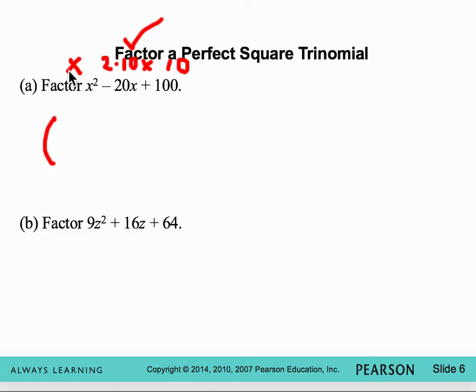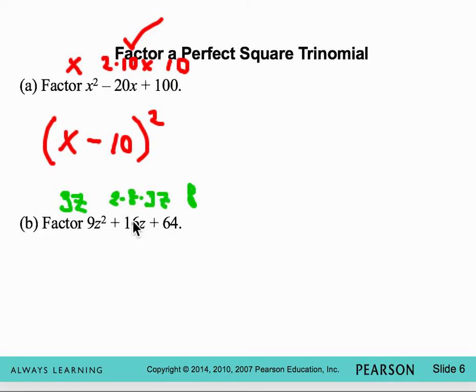I use this first sign, all squared. Okay, let's look at it again. Don't forget to look for a common factor, but there's not one. Is this something squared? Yes, it is: 3z squared, 3 squared z squared. This is 8 squared. Is the middle term 2 times 8 times 3z?